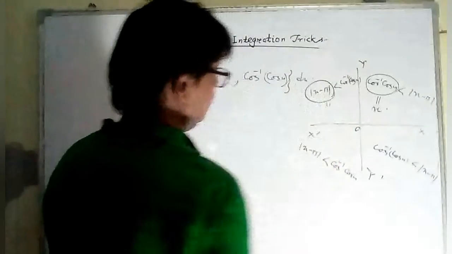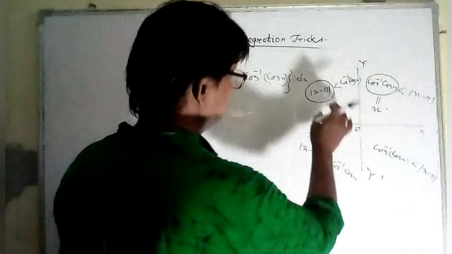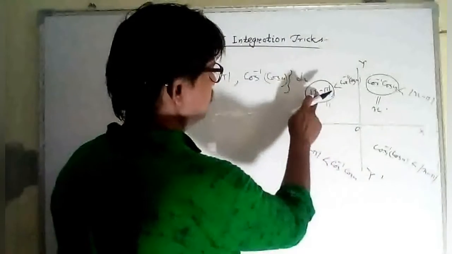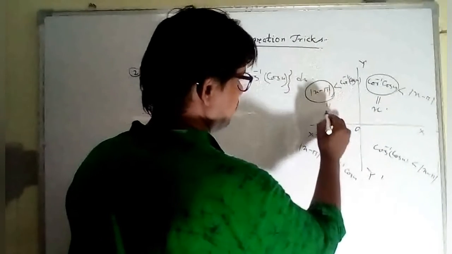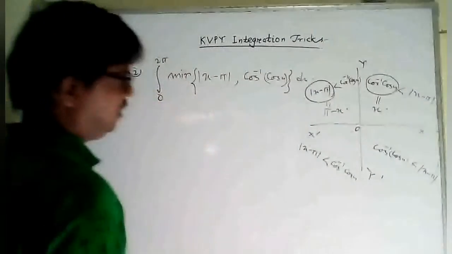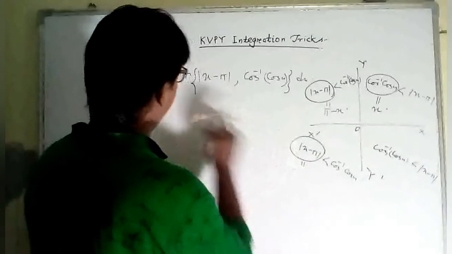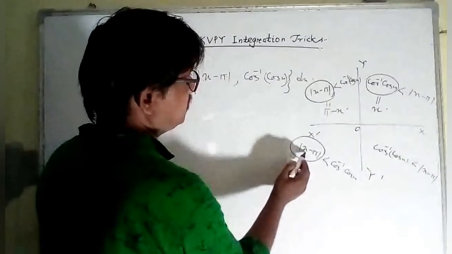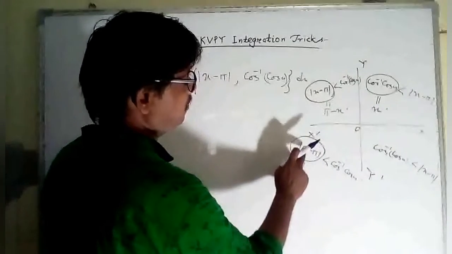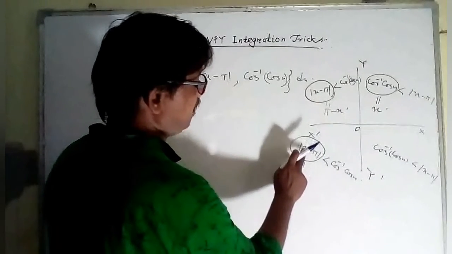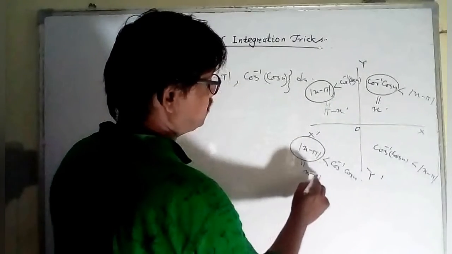In the second quadrant, x lies between pi by 2 and pi, so x is less than pi, so x minus pi is negative. The modulus value is minus (x minus pi), that is pi minus x. This is the minimum value. In the third quadrant, x is greater than pi, so x minus pi is greater than 0, so its modulus will be x minus pi.